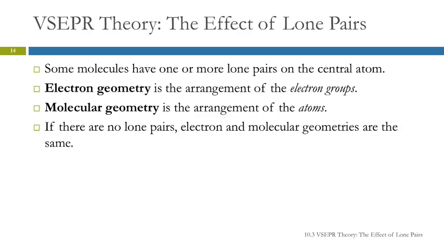So we actually talk about two different types of geometry, the electron geometry and the molecular geometry. The electron geometry is the arrangement of the electron groups. The molecular geometry is the arrangement of the atoms. Okay? If there are no lone pairs on that central atom, then they are the same. Okay? But electron geometry, we're looking at how the electron groups are arranged. Molecular geometry, we're looking at, well, what's the shape when we're just looking at the atoms? But we have to consider electron geometry when we're looking at molecular geometry.